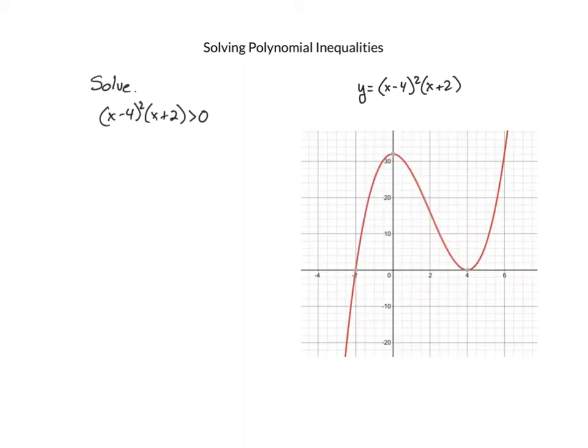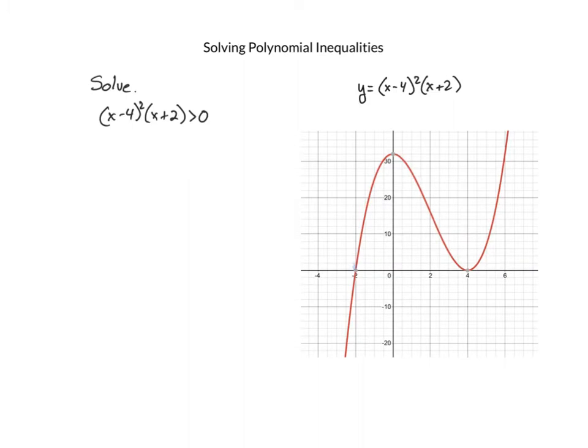(x - 4)^2 (x + 2) is greater than 0. And as before, let's look at the graph of the related function. So we'll look at the graph of y = (x - 4)^2 (x + 2). And here it is. In this case, we're looking to see where the graph is above the x-axis because we want to know where the y values are positive.